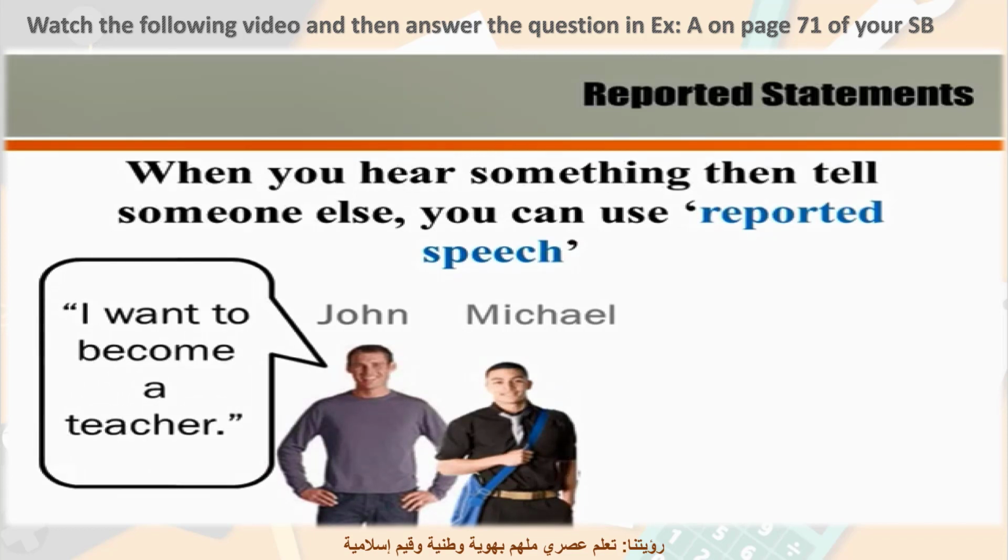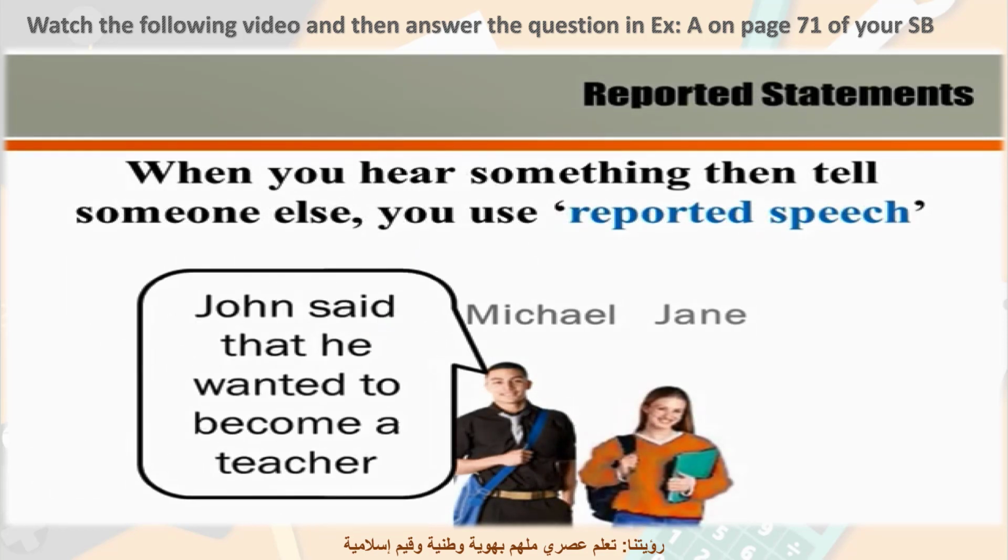I want to become a teacher, John says to Michael. Michael meets Jane later on. He tells her what Michael said to him. John said that he wanted to become a teacher.